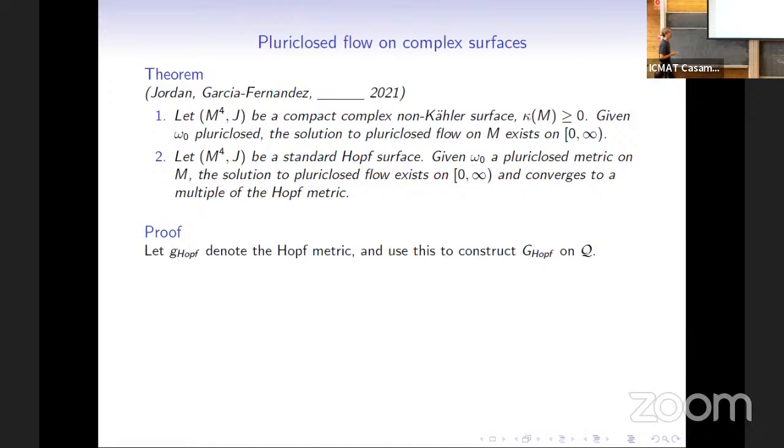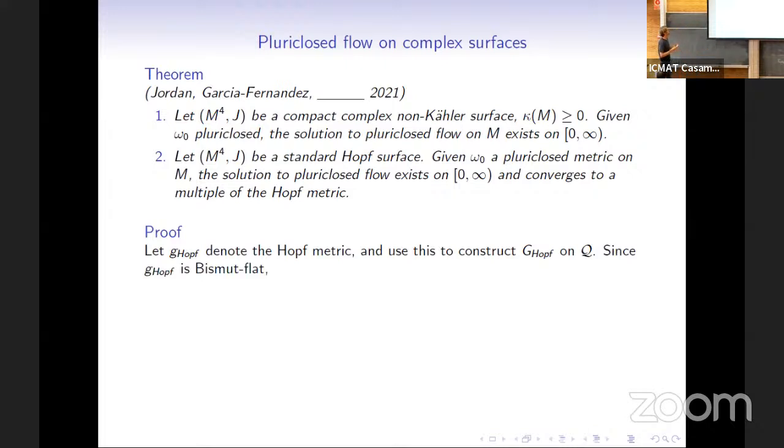And so, I just want to say a few words about the proof of the second item. I won't say anything about the proof of the first item, since Josh discussed that a bit yesterday. So G_Hopf is this Hopf metric on the previous slide, this flat one. And then we use this Bismut construction to construct a Hermitian metric on Q. And the point is, you can get some very favorable PDE.